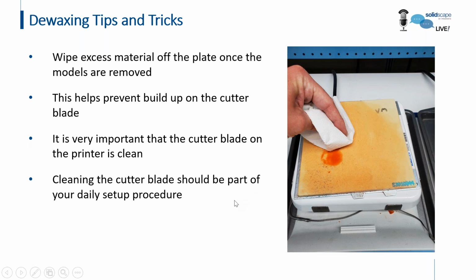One of the other things I would also recommend is to wipe off the excess support material after the parts have been removed. If we leave all that excess melted support on there, it's going to build up on the cutter blade. So I prefer to take a little paper towel and wipe off any of that melted material. That way we have less of a chance of that material getting deposited back onto the cutter blade itself.